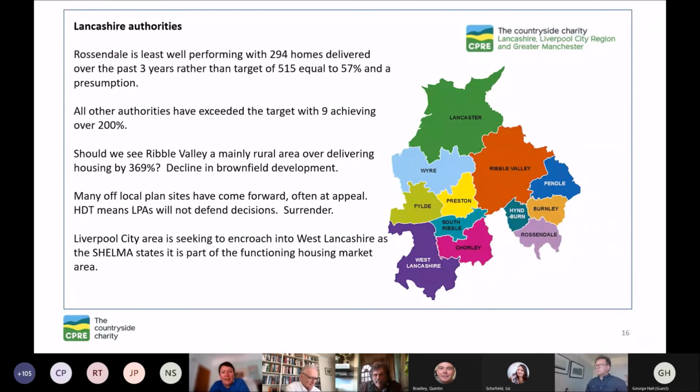Focusing particularly on our geographies, we've got the Lancashire area. All of the authorities have exceeded.